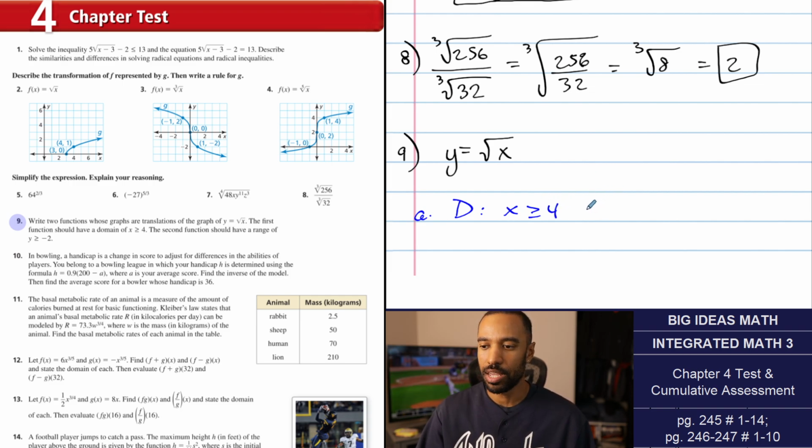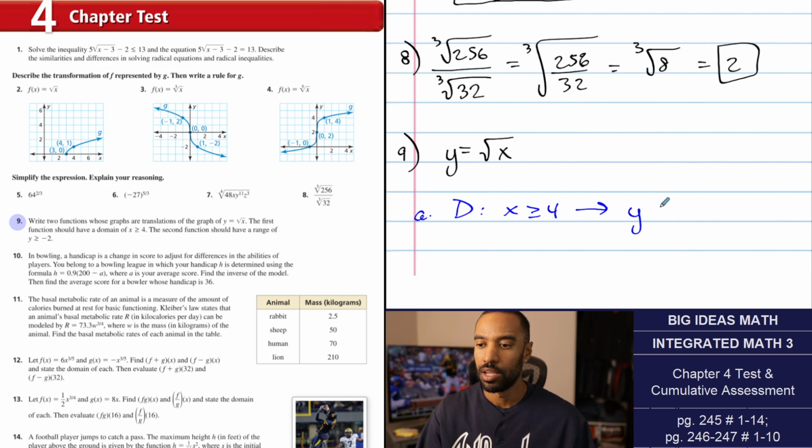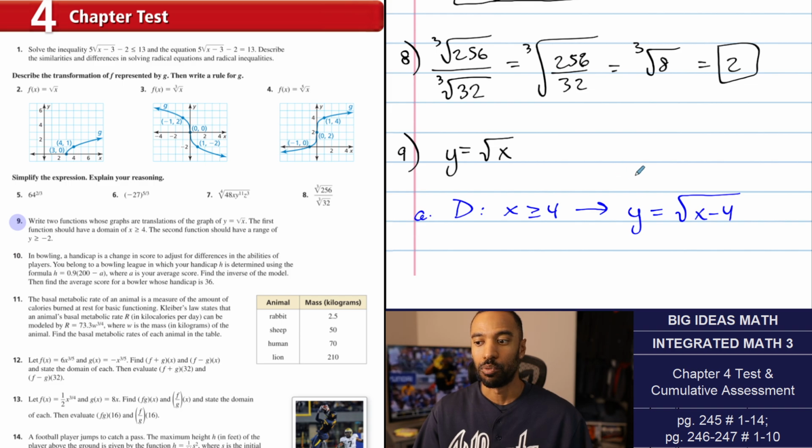To be greater than or equal to 4, we need to make sure that we shift this 4 units to the right. So y equals the square root of x minus 4 like that. Now, this can be the final answer. We could add whatever k value you want.